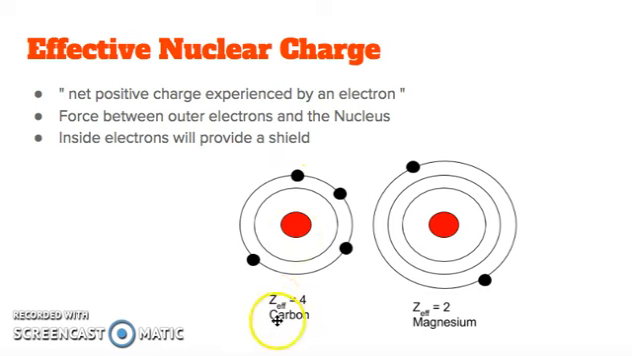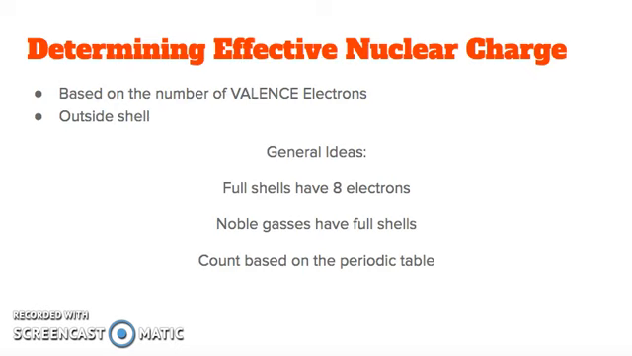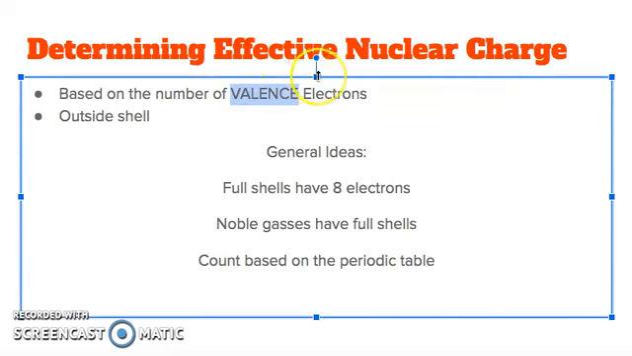So as we can see, carbon has a Z effective, or effective nuclear charge, of 4 because it has 4 electrons in its outer shell, while magnesium has 2 in its outer shell, and magnesium has 1 extra shell. Determining the effective nuclear charge is entirely based on valence electrons, and valence electrons is the name given to the outermost electrons, or the electrons in the outer shell, as I explained previously. And these are just some general ideas to keep in mind when determining the effective nuclear charge.